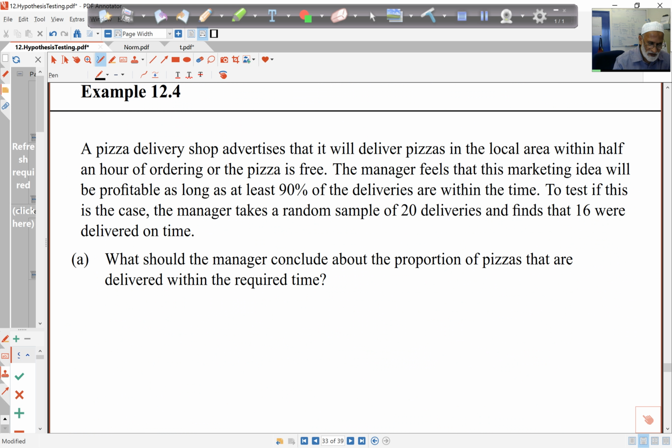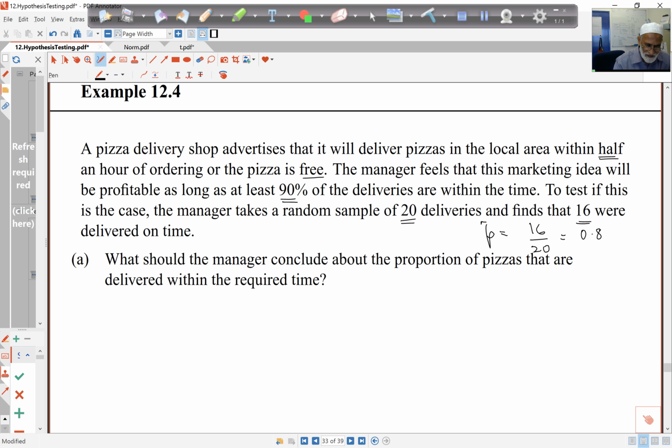As an example, a pizza shop advertises that it will deliver pizzas in the local area within half an hour of ordering, or it's free. The manager feels that if he can meet this target 90% of the time, then he's making a profit. To test this, 20 deliveries were checked, and 16 were delivered in time. So straight away I can find my p hat, which is 16 over 20, and that's 0.8, 80% only. We're below 90%. It's a matter of deciding from a hypothesis test whether this is really below 90% or whether it's just because of my sample.